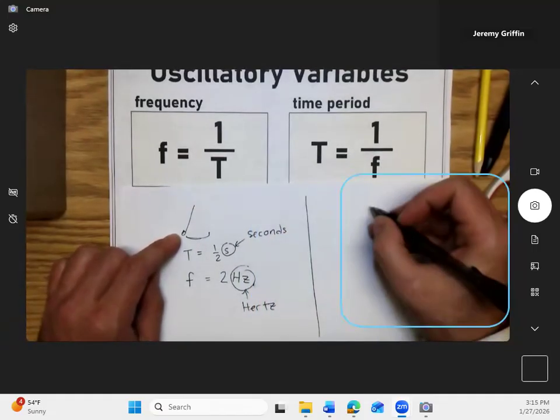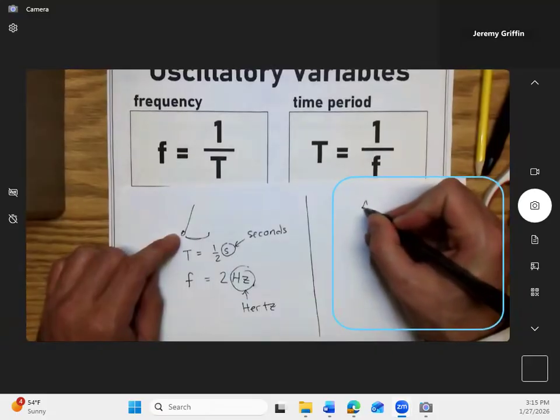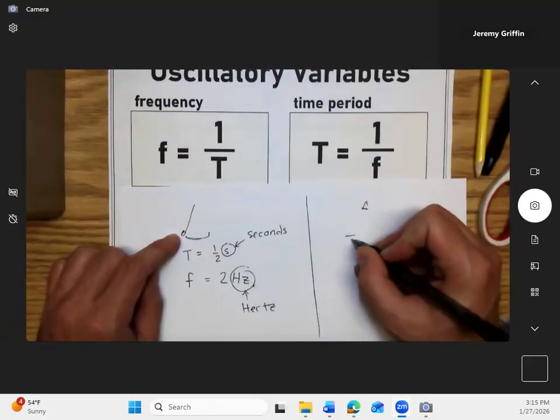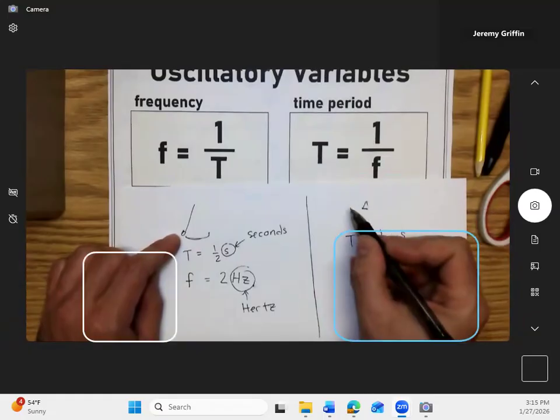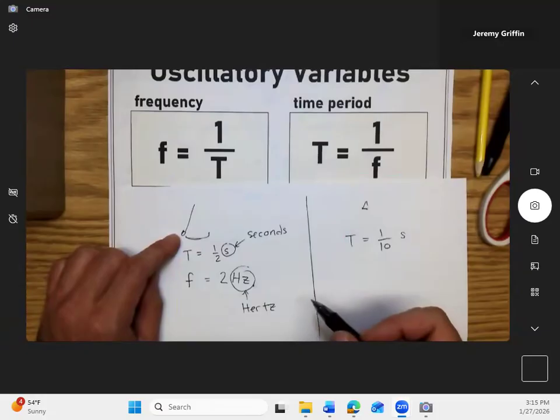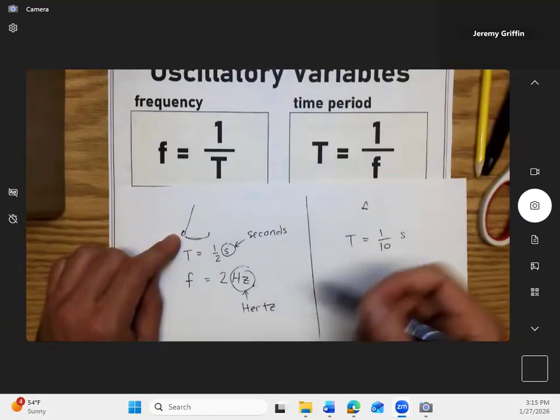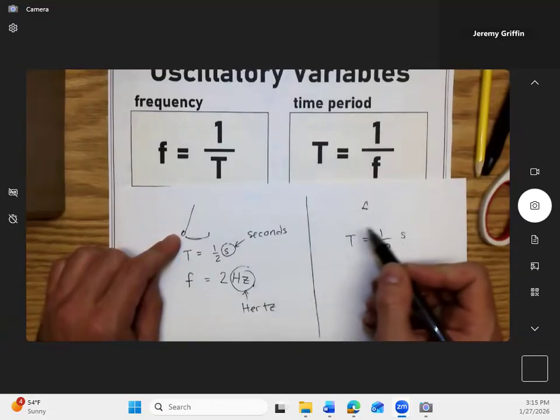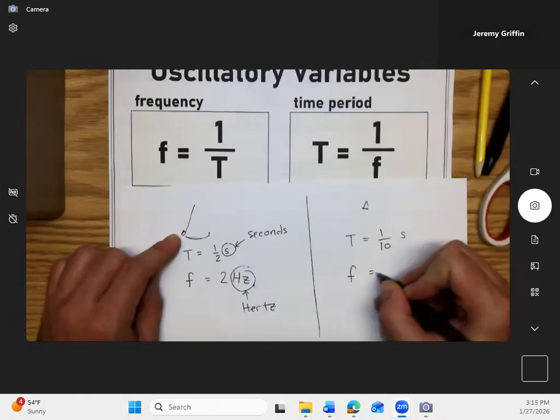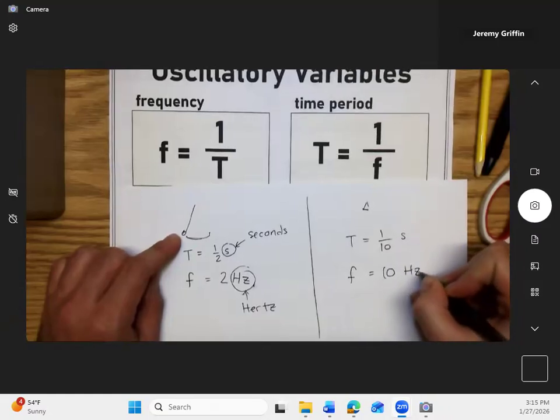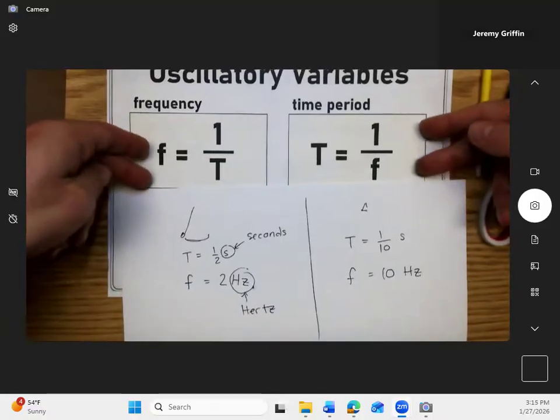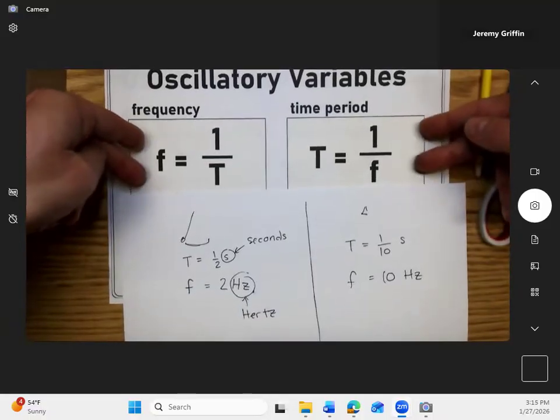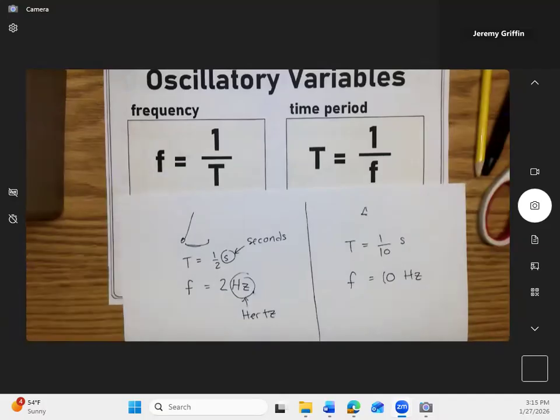Hey, what about this? What if I have a different pendulum? Let's say it's really, really short, and it's so short that it only takes a tenth of a second to swing back and forth. In 1 second, how many times would it swing back and forth? 10. So now the frequency could be 10 hertz. Is that okay? What I'm trying to show you guys is a numerical example of these. So frequency and time period are reciprocals, and frequency is in hertz.